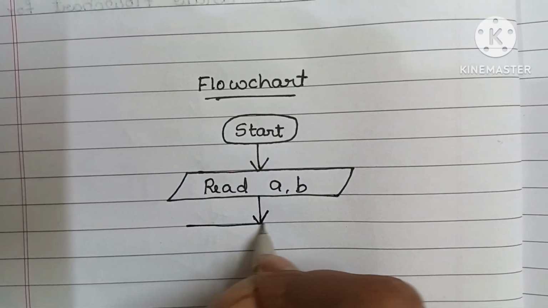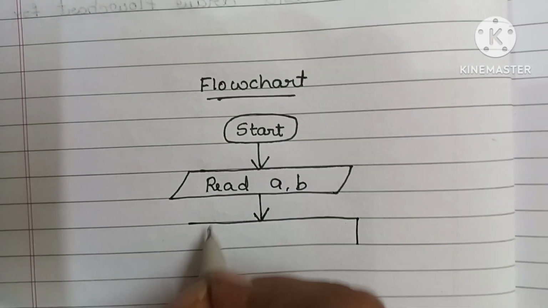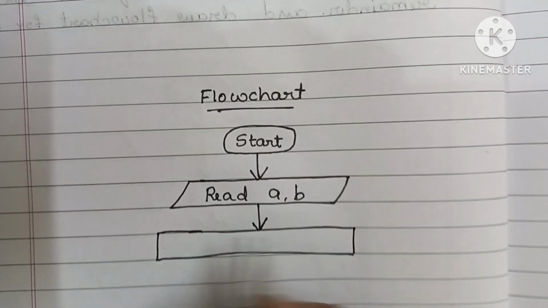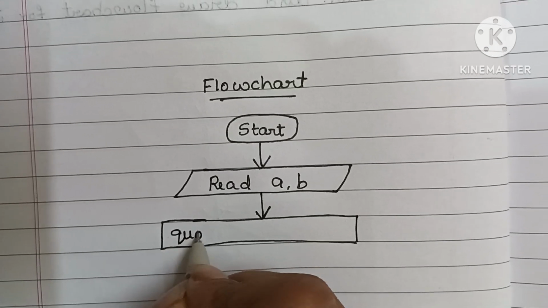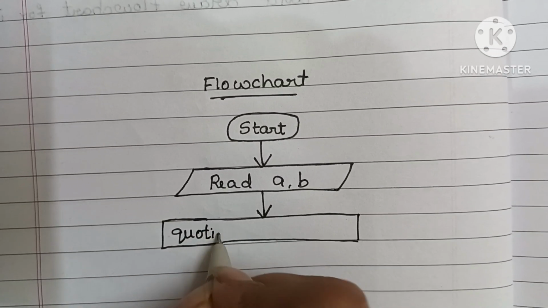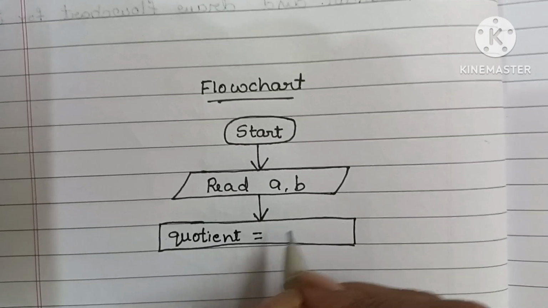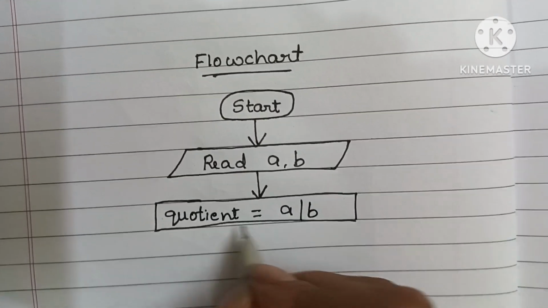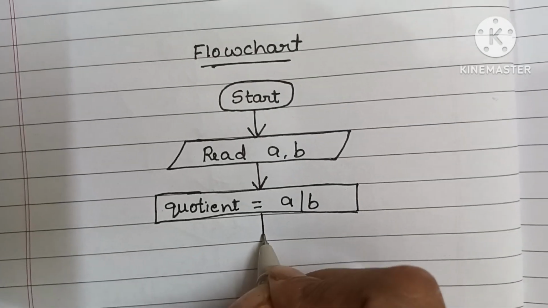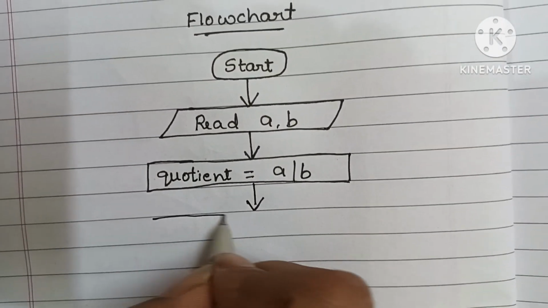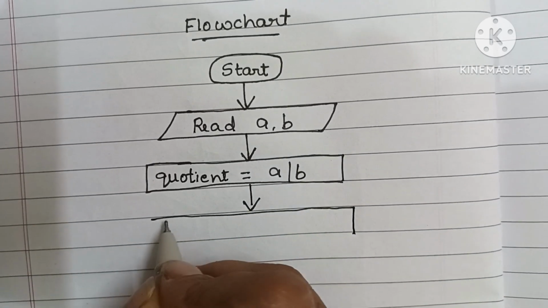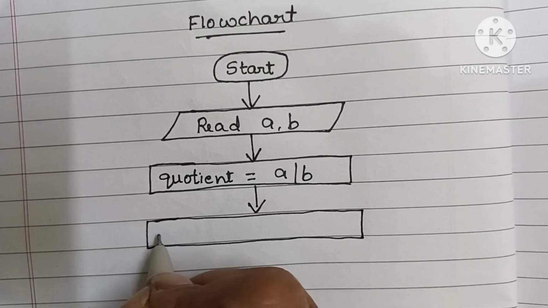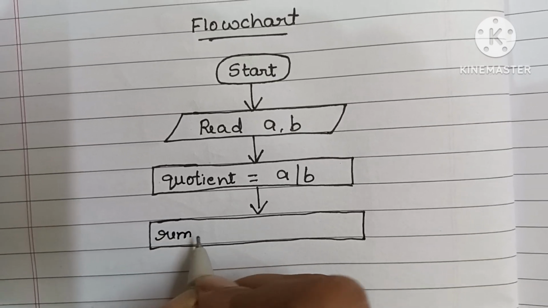Next, we have to calculate the quotient and remainder. Calculation is done within a rectangular shape. Within the rectangular shape, we calculate the quotient and remainder. Quotient is equal to A divided by B. It returns the quotient value. Next, we have to calculate the remainder. Calculation is always done within a rectangular shape. So we have to draw a rectangular shape. Within that we calculate.